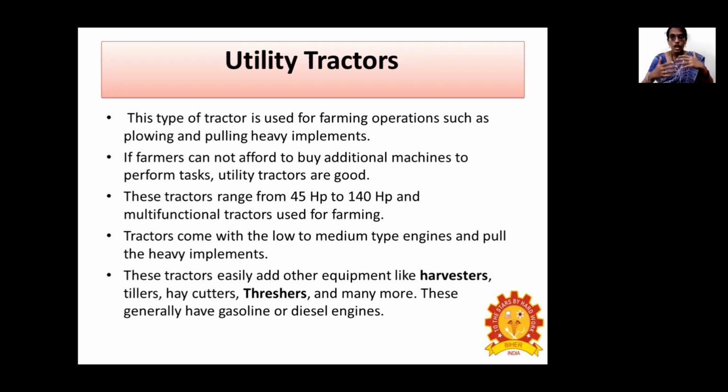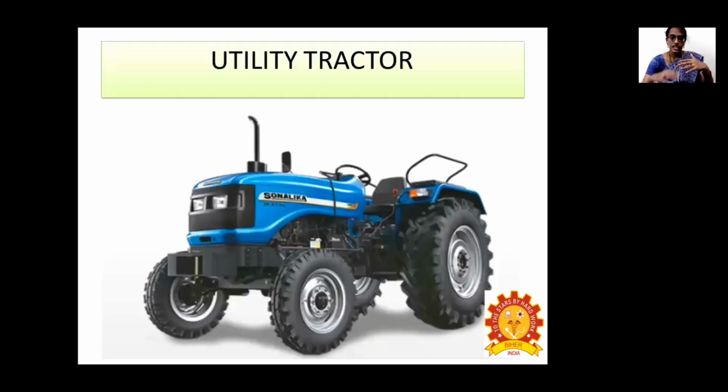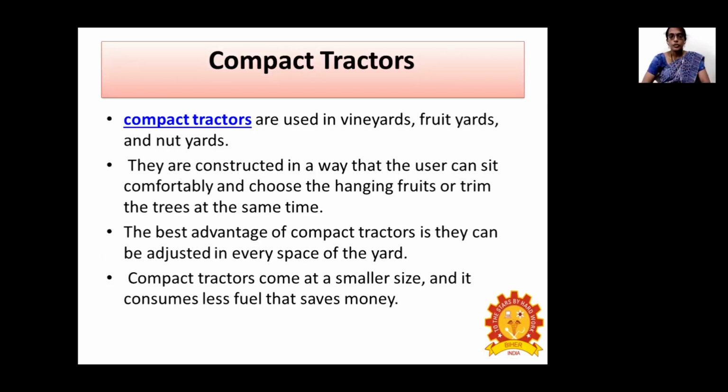implements may be attached. So based on the utility that we are looking for, we can attach other equipment for the farming operation. These generally require fuel such as gasoline or diesel engines. That is about the utility tractor, which is normally used to perform farming operations. And next comes the compact tractor.